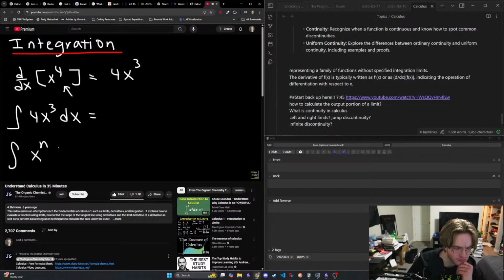Here's the formula for finding the antiderivative, or the integral. You add 1 to n, and then divide by that result. And you add some constant of integration. The derivative of any constant is 0, so when you integrate, you always have to add a constant to your expression.